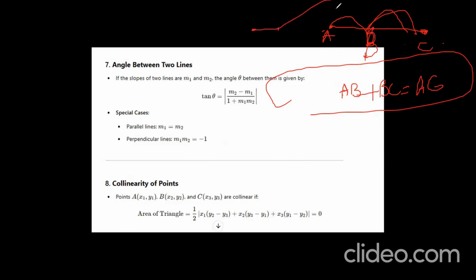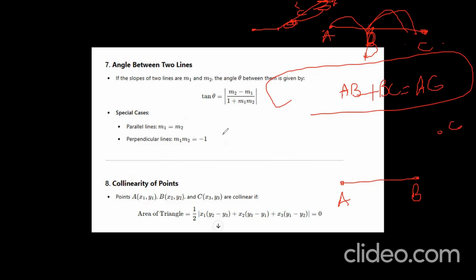Otherwise, AB is here and C will be not on this line, somewhere. AB will be like this and C will be like this. It is not on the same line, like that we can say. Okay, got it?